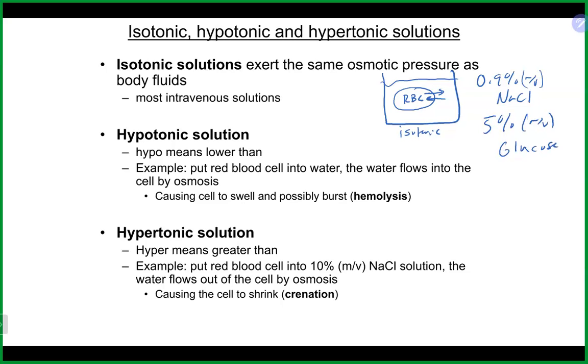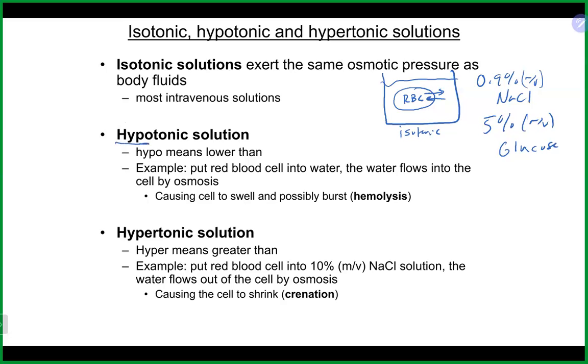Those are considered isotonic solutions, which means if you put a red blood cell into either of those solutions, you're going to be in okay shape. You won't have any trouble with your cells. Everything should flow in and out at a nice, even rate, and no cells will be damaged. So what happens if you put it into a different type of solution?